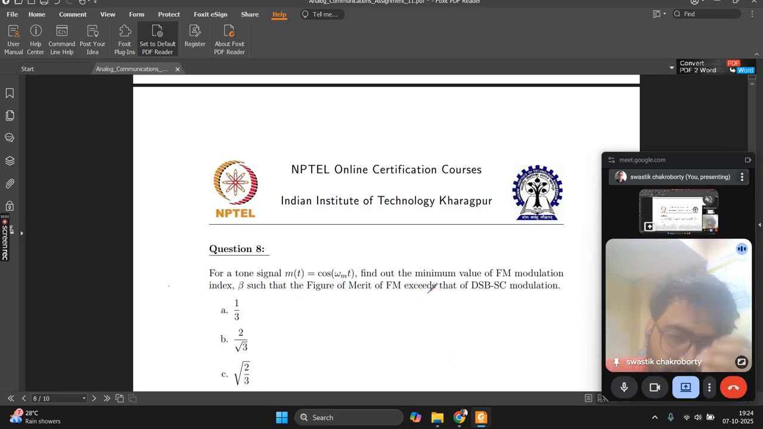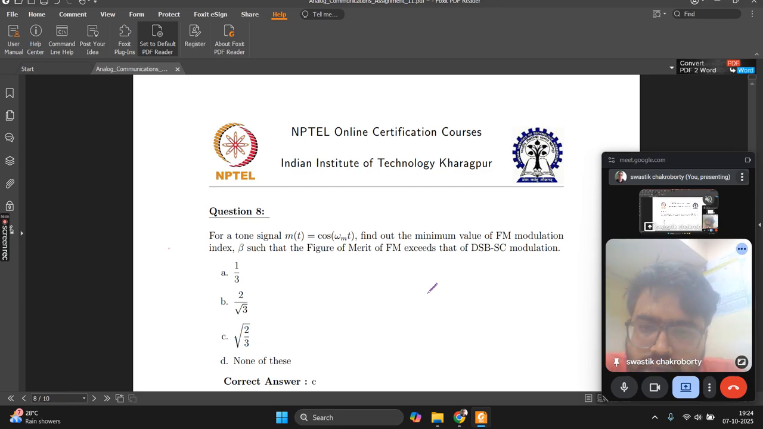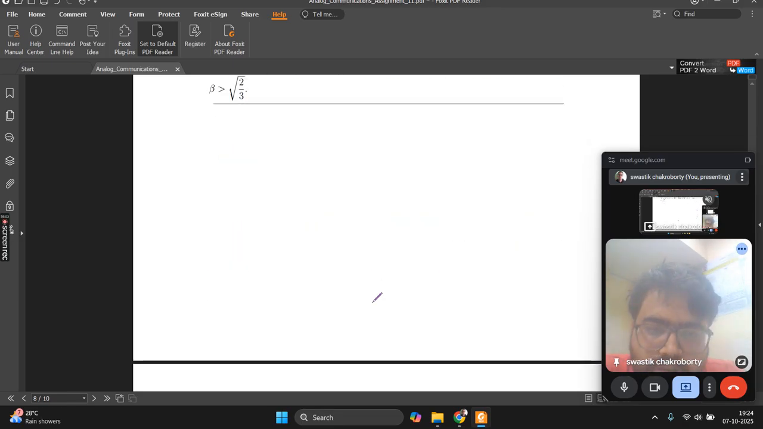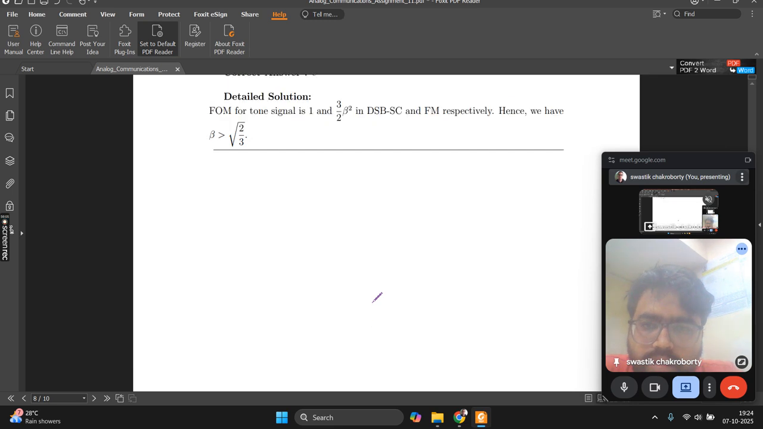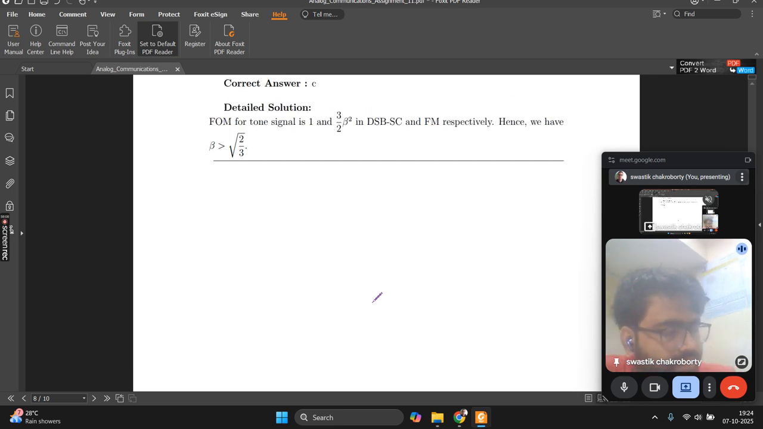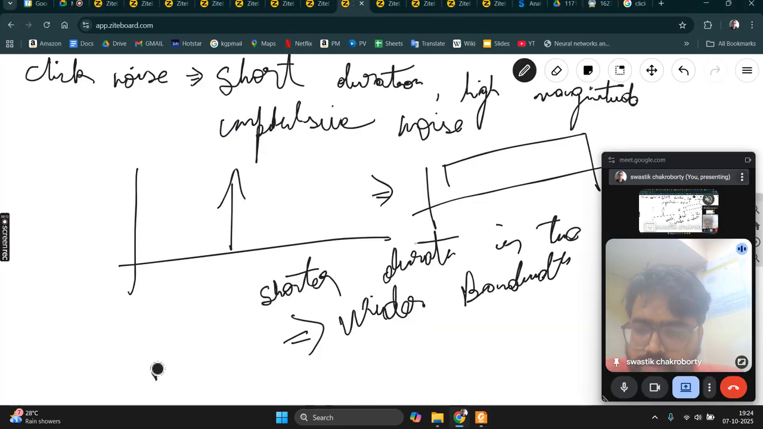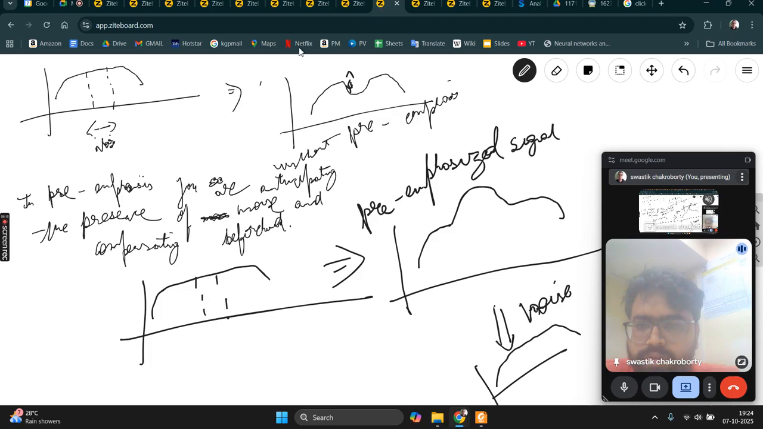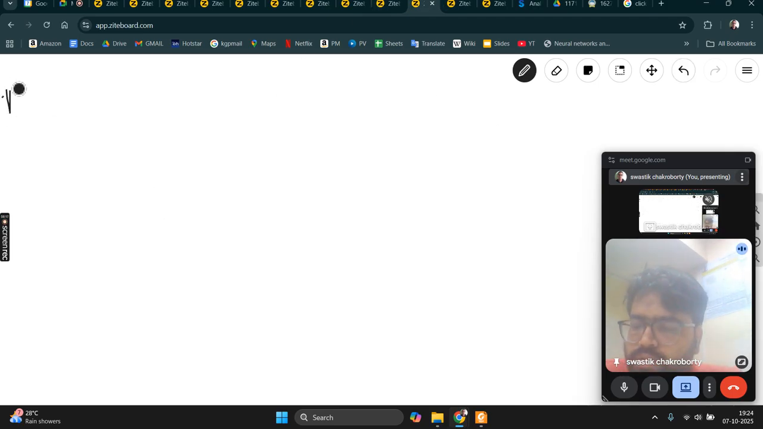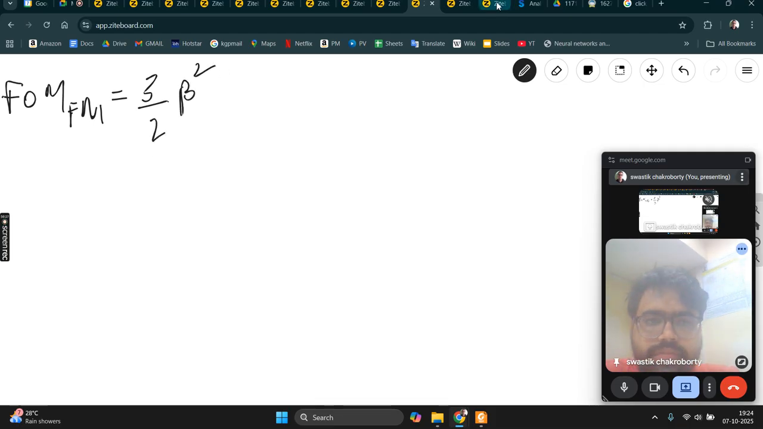Find out the minimum value of FM modulation index beta such that the figure of merit of FM exceeds that of DSBSC. So the figure of merit for a tone signal for FM is given as 3 by 2 beta square. The figure of merit of FM is given as 3 by 2 beta square.